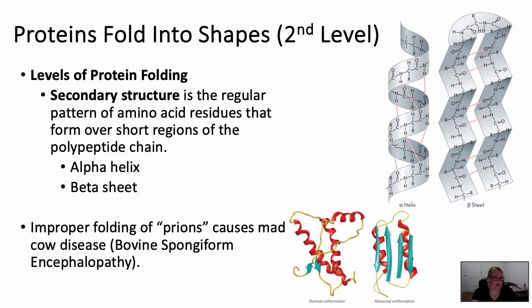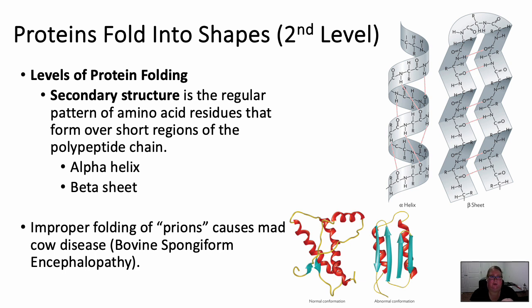Okay, our second level of structure is what we call secondary structure. Very easy to remember. Okay, so primary structure is literally our sequence of amino acids. Our secondary structure is when we start to fold, where we start to get that shape that's going to give our protein its function.